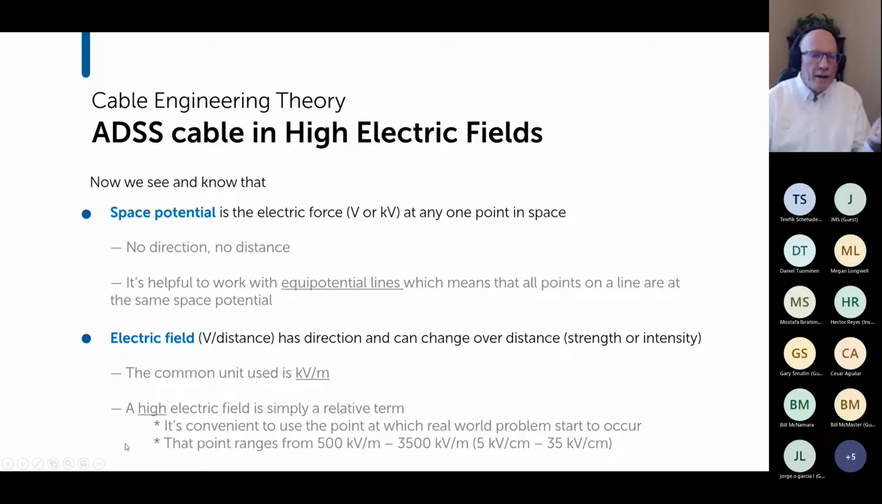And so when I use the term high electric field, that's just a relative term. It's convenient to use the point at which a real world problem starts to occur, and specifically that problem, which again we'll discuss later, is corona. And that point is going to be on the order of 500 kilovolts per meter to 3,500 kilovolts per meter, which is 5 kV per centimeter or 35 kV per centimeter. You'll see both units used.